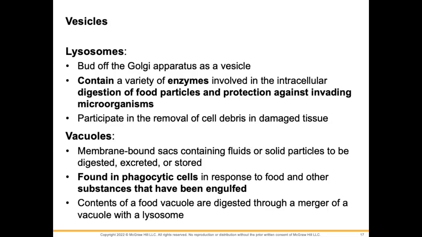Okay, moving on. This is chapter 4, part 2, more on the different things found within the cells. Moving on to vesicles. A couple of different types of vesicles include lysosomes and vacuoles. So the lysosomes actually bud off the Golgi apparatus as a vesicle.